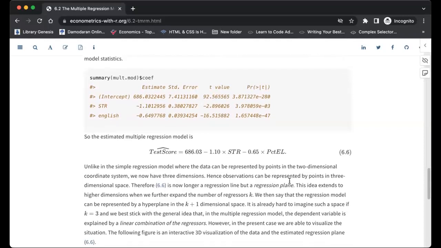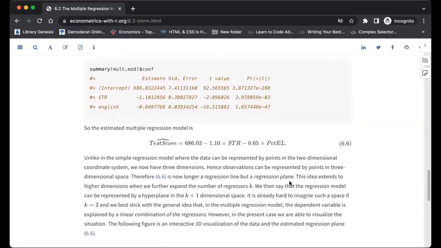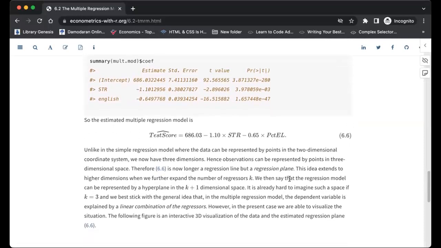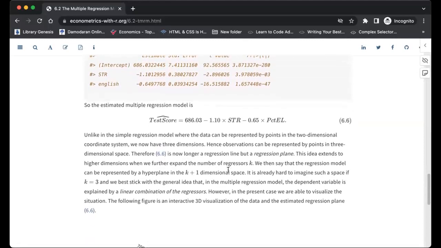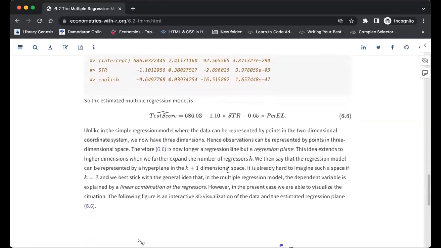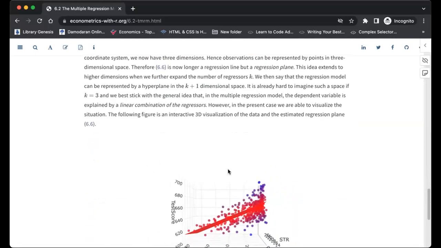Unlike in the simple regression model, where the data can be represented by points in a two-dimensional coordinate system, we now have 3 dimensions. So that's the plot here.